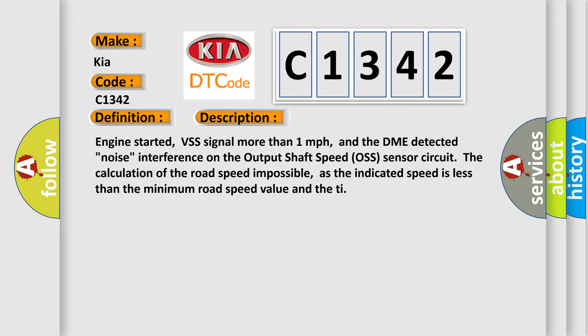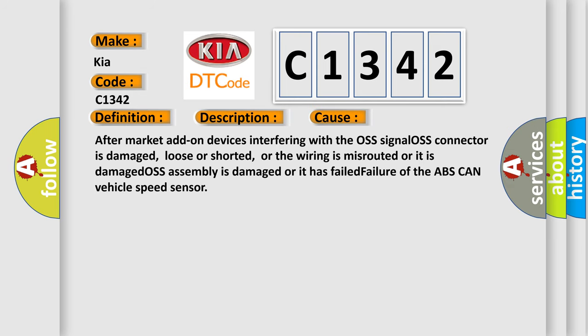Engine started, VSS signal more than 1 mph, and the DME detected noise interference on the output shaft speed OS sensor circuit. The calculation of the road speed is impossible, as the indicated speed is less than the minimum road speed value. This diagnostic error occurs most often in these cases: aftermarket add-on devices interfering with the OS signal, OSS connector is damaged, loose or shorted, or the wiring is misrouted or damaged, OSS assembly is damaged or has failed, failure of the ABS CAN vehicle speed sensor.